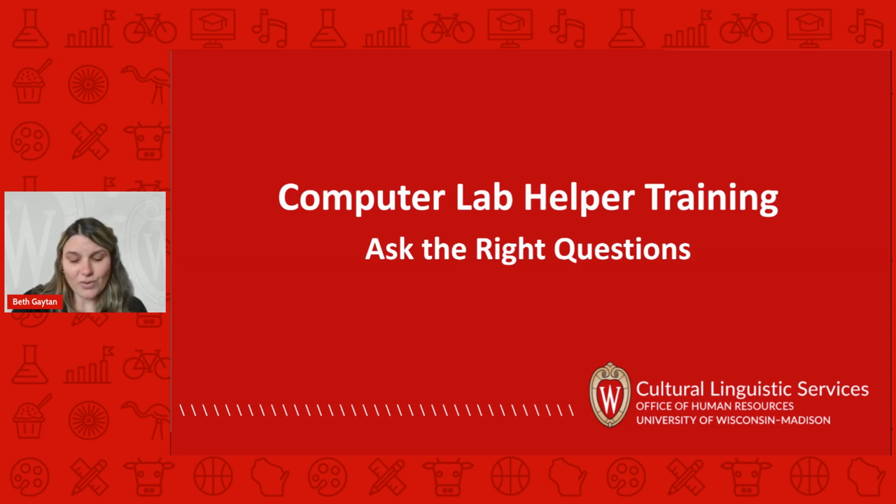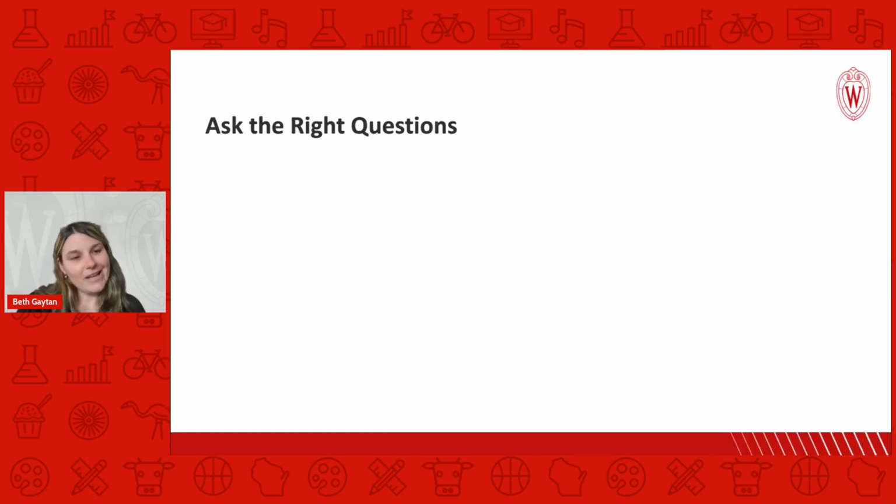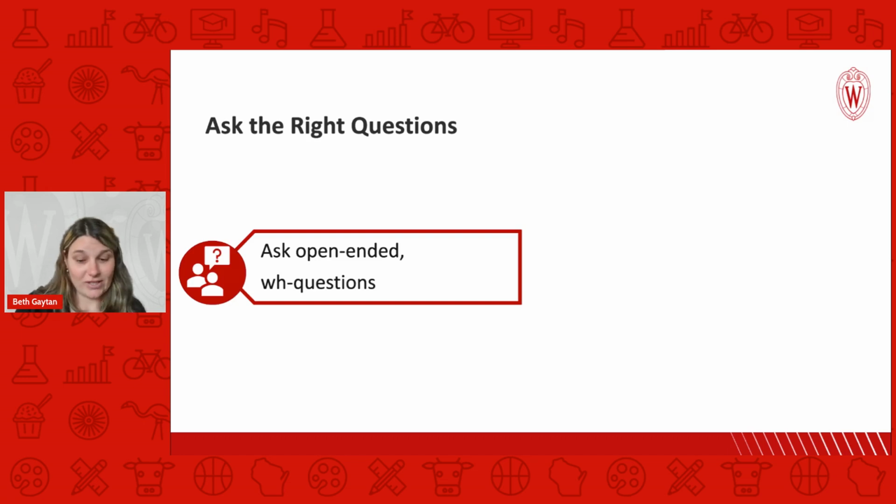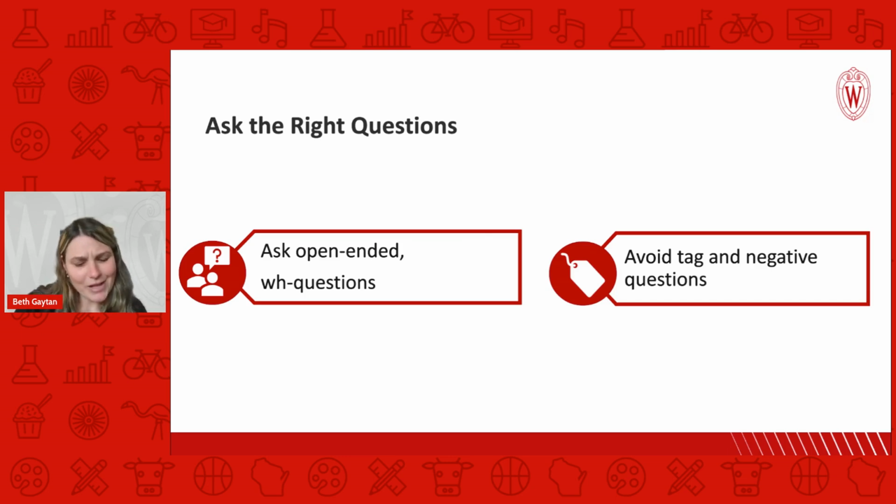In this video, we focus on asking effective questions. English has 2 basic question types, closed and open. Closed questions are also called yes-no questions. The reply can only be yes or no, or some form of maybe. For example, do you have time to help me?